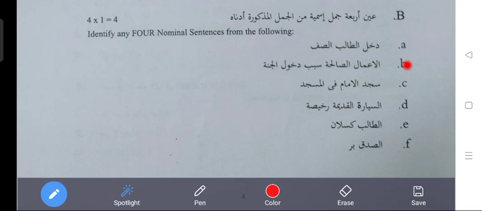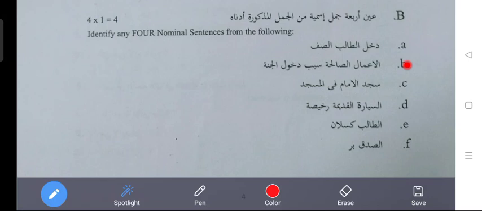Now here we have to observe whether this is a nominal sentence or not. Is it a nominal sentence? Yes. Why? Because it carries alif lam in the beginning. Al-amalu as-salihatu. The sentence begins with the definite article al. This is the strong sign of a nominal sentence. So we will consider this sentence a nominal sentence.